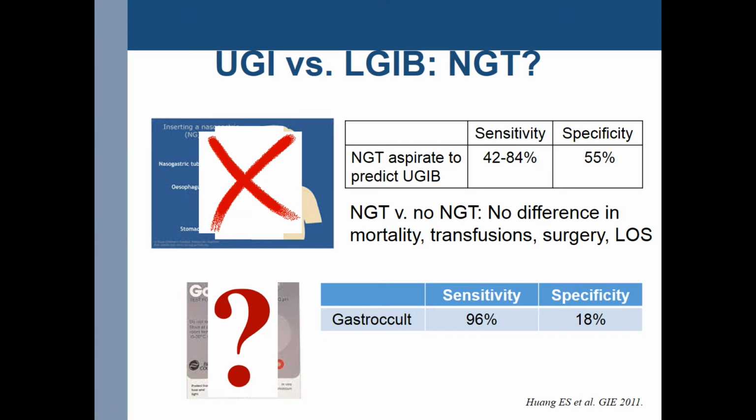However, if it is negative, it is highly sensitive, 96% sensitivity. So if the patient has a negative gastro-occult card, this is very reassuring that it's actually not an upper GI bleed. But if it's positive, you should just ignore it. And we don't recommend doing the gastro-occult card at all.